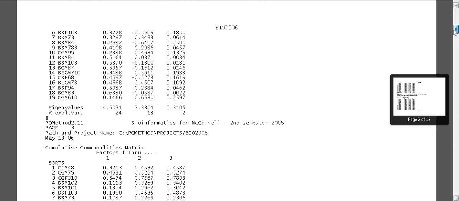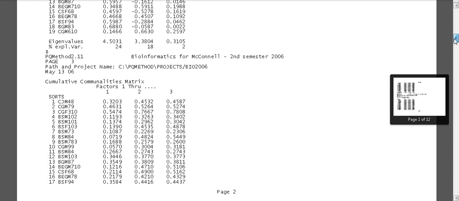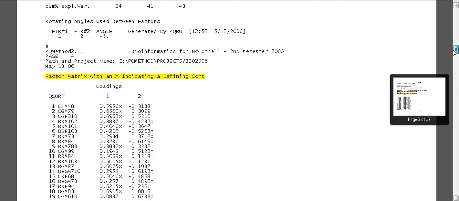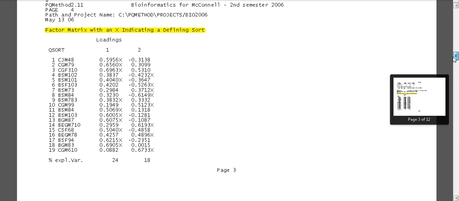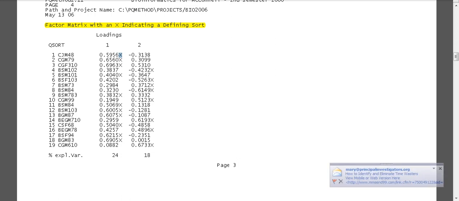And we just keep going, right? Cumulative commonalities matrix. That's really more for our factor analysis than it is for us. We're not really interested. So here's our first table that we're interested in. It's the factor matrix with X indicating a defining sort. And so here we see our X's, right? And each one of these X's represents a flag.